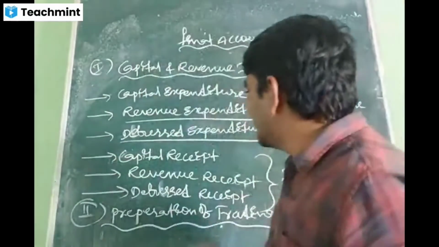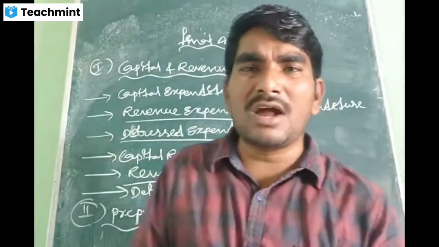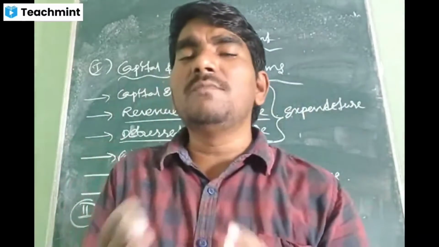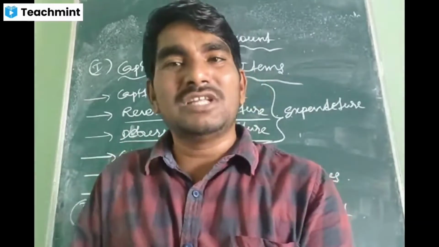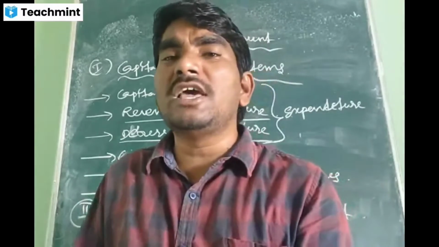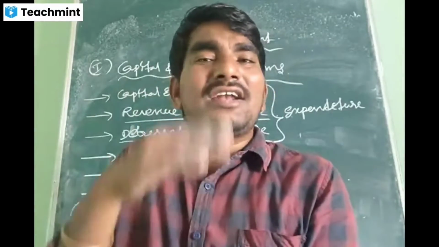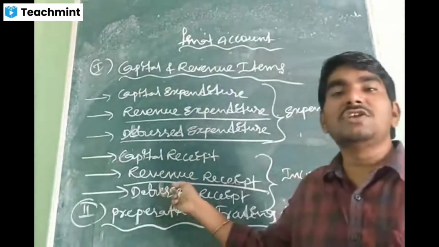And another is revenue receipt. Revenue receipt is a receipt of a recurring nature in the business organization. This type of receipt's utility will be there for less than one year. That kind of receipt is called a revenue receipt.